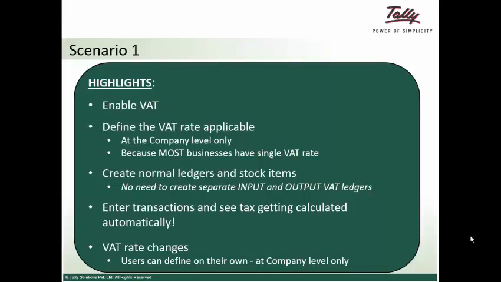Let us do a quick recap of how Release 5.0 handles a simple environment in a simple manner. So you have seen how easy it is to record the tax transactions. You simply enable VAT at the company level, define the applicable rate, create normal ledgers and stock items, pass transactions, and see VAT getting auto-calculated in transactions. If the VAT rate changes, simply change it at the company level. There is absolutely no need to wait for Tally Solutions to provide a stat release. Of course, if forms are changed, they will be delivered by Tally Solutions via capsules.